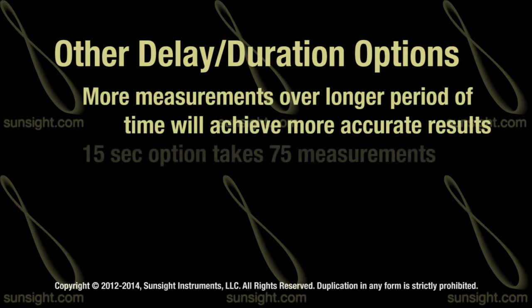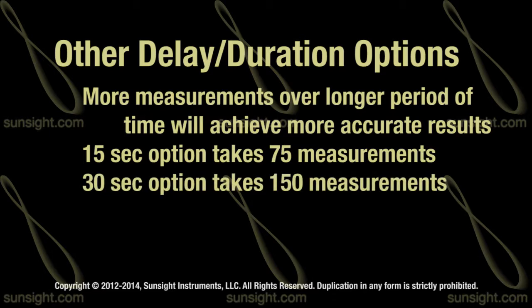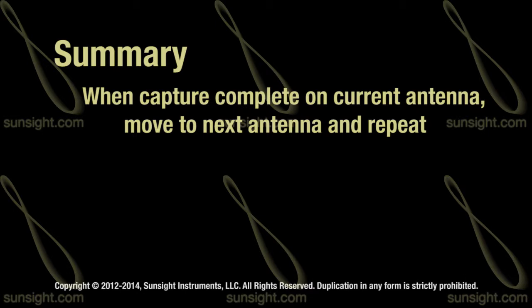As you may have guessed, 15/15 will cause the AAT to delay for 15 seconds, then capture for 15 seconds. And the 30/30 will cause the AAT to delay for 30 seconds and then capture for 30 seconds. These options cause the AAT to take 75 and 150 total measurements respectively, which can really help provide more accurate results in harsher conditions.